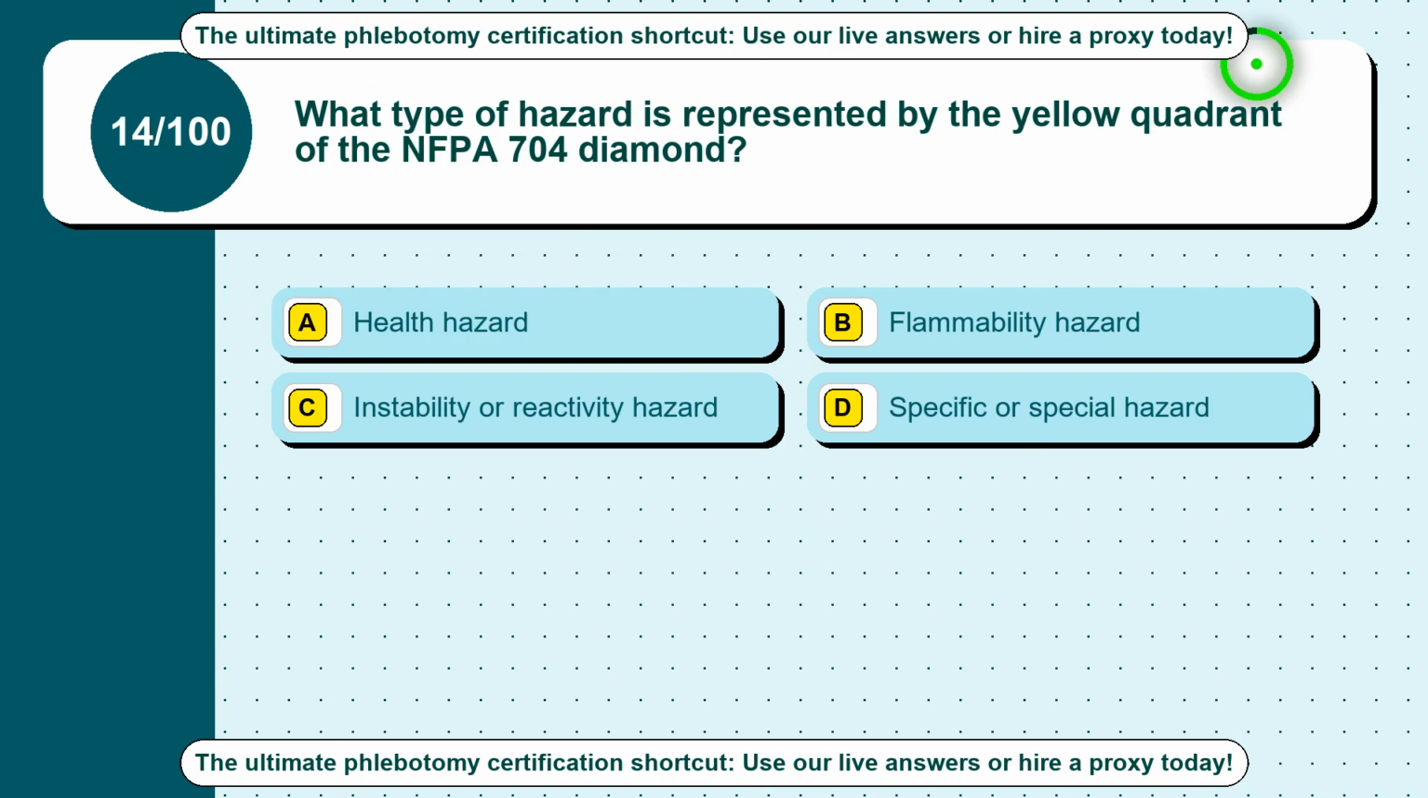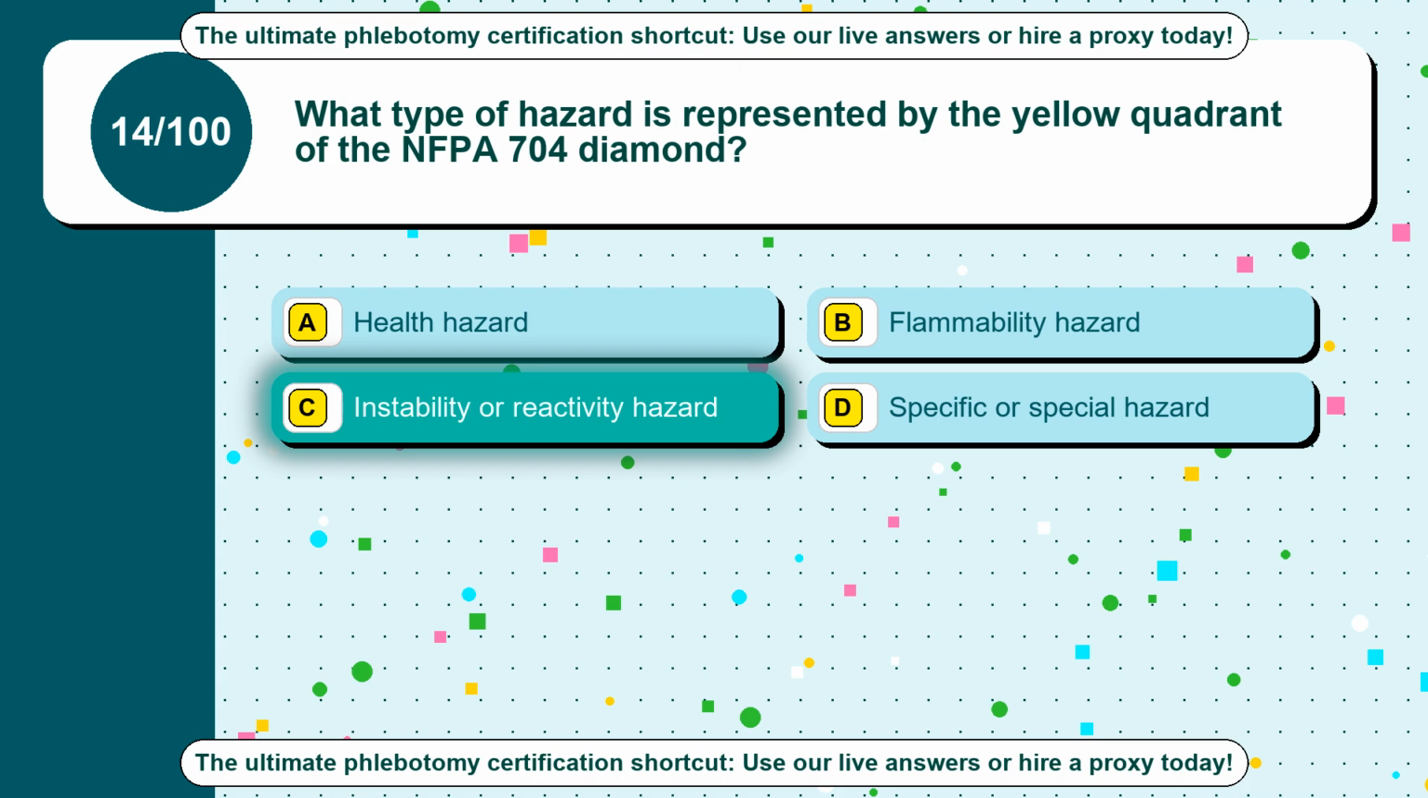Question 14. What type of hazard is represented by the yellow quadrant of the NFPA 704 diamond? Option A, health hazard. Option B, flammability hazard. Option C, instability or reactivity hazard. Option D, specific or special hazard. The correct answer is option C, instability or reactivity hazard.